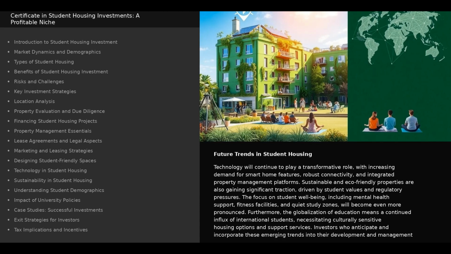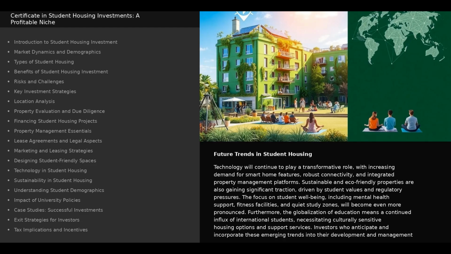Technology will continue to play a transformative role, with increasing demand for smart home features, robust connectivity, and integrated property management platforms. Sustainable and eco-friendly properties are also gaining significant traction, driven by student values and regulatory pressures. The focus on student well-being, including mental health support, fitness facilities, and quiet study zones, will become even more pronounced. Furthermore, the globalization of education means a continued influx of international students, necessitating culturally sensitive housing options and support services.